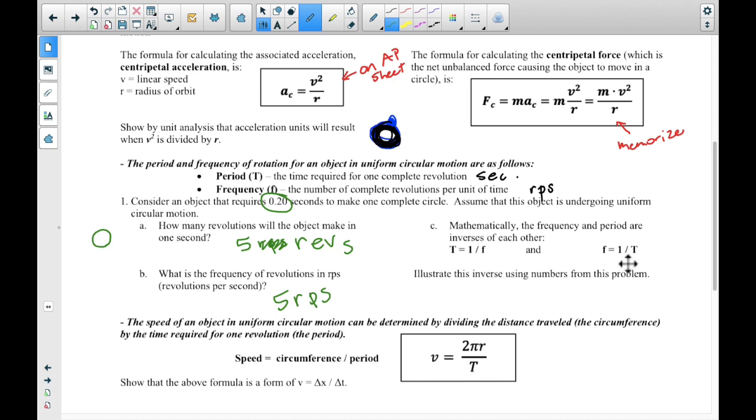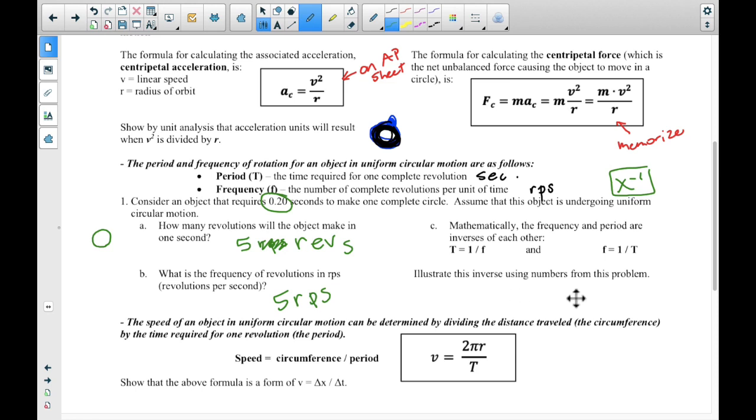Mathematically, the frequency and the period are inverses of each other. It's 1 over f, or T is 1 over f, or f is 1 over T. On your calculator, there is a little -1 button, and that also will give you the 1 over. That means inverse, and these are inverses of each other. So that's another way to do it on your calculator.